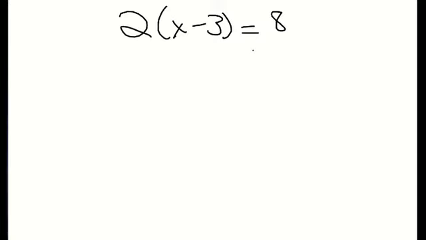And more importantly, we can now solve this equation. So the first step is going to want to be to use the distributive property. So we're going to want to do 2x minus 6. Remember, see what I did there? I multiplied this first, and then I took the middle sign, and then I multiplied these two. So 2x minus 6, and then 8. Now this looks like an ordinary two-step equation.